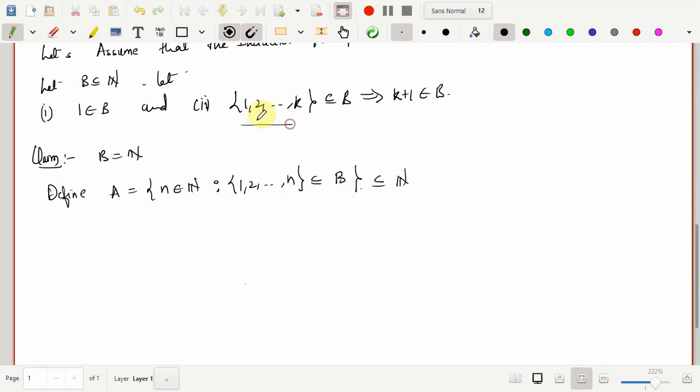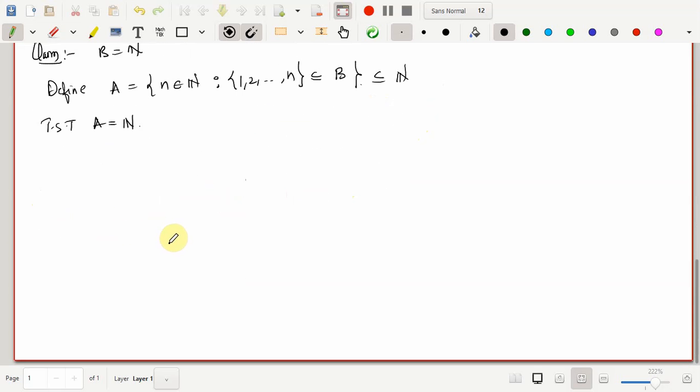Clearly, this A is a subset of N. I'll call this A star. The only thing I need to show is that N is a subset of A. To show that N is a subset of A, we will use this idea. In fact, we use the induction principle to show that A is equal to N. So to show that A is equal to N, first of all we need A to be a subset of N.